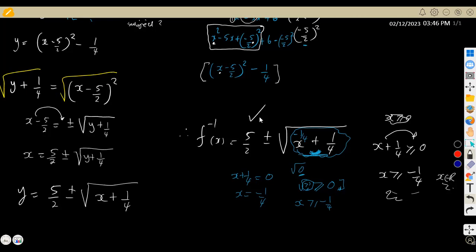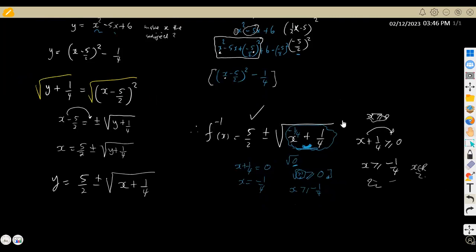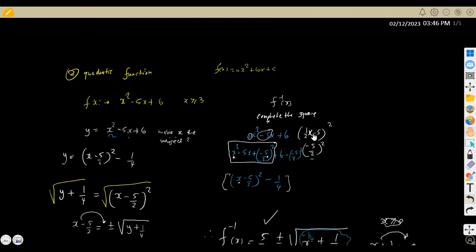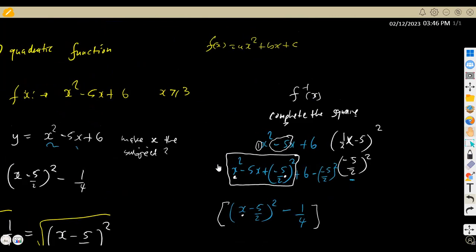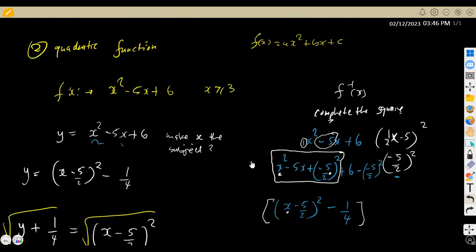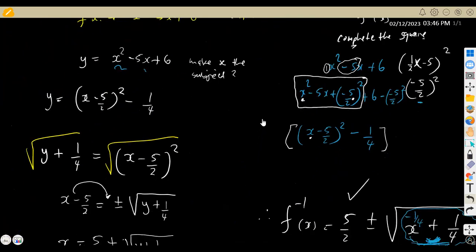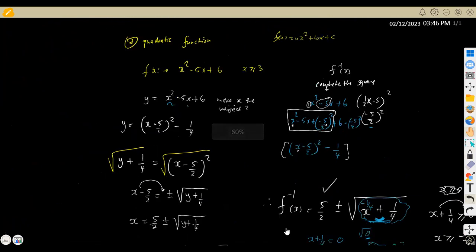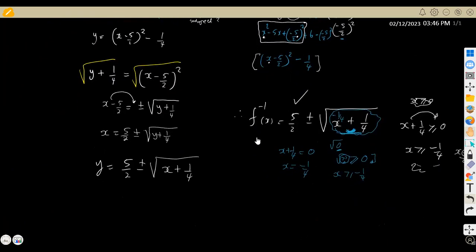So as long as you are given a quadratic function, try by all means to complete that quadratic expression by the completing the square method. After completing the square, you can now make x the subject. It's now possible because you're simply following the stages that you know, guys: removing the square, transposing, and you can see that your x is the subject. So it's simply like that.